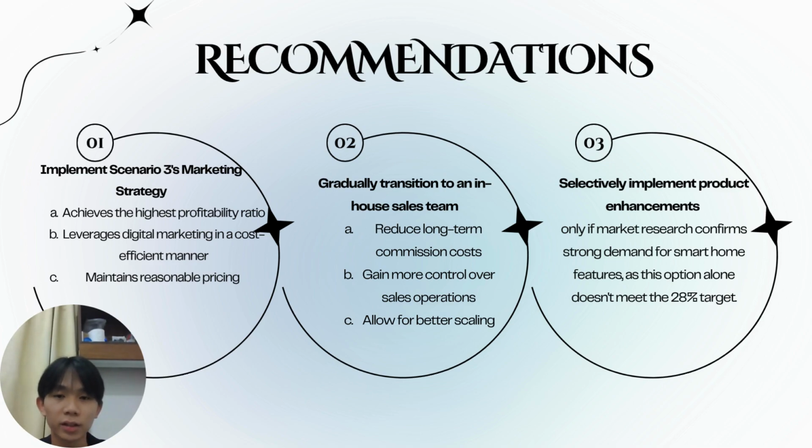So our second recommendation is to gradually transition to an in-house sales team. The first point is to reduce long-term commission costs. The second is to gain more control over sales operations. And third is to allow for better scaling. And for our third one, which is to selectively implement product enhancement, it should only be used when market research confirms strong demand for smart home features, as this option alone doesn't meet the 28% target.